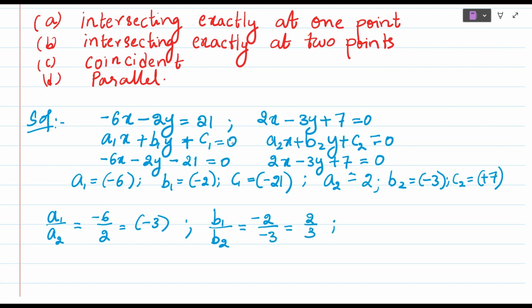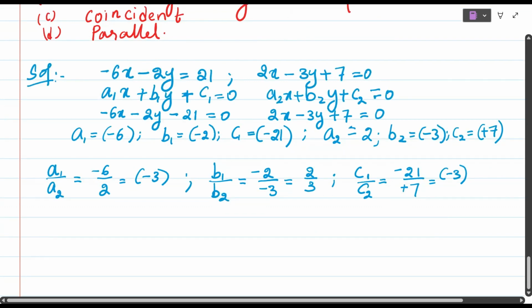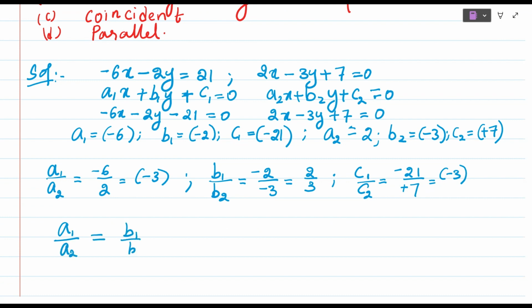Next, let us find out C1 by C2. C1 is minus 21 by C2 is plus 7. The answer is minus 3. So let us check the first two ratios. Is A1 by A2 equal to B1 by B2? A1 by A2 is minus 3 and B1 by B2 is 2 by 3. Are they equal? No, these are not equal.